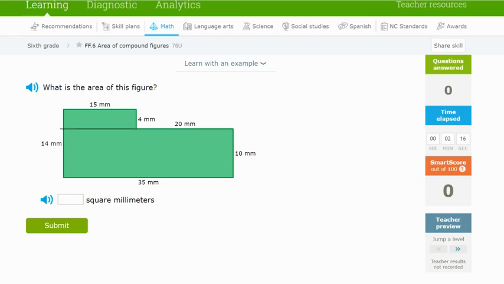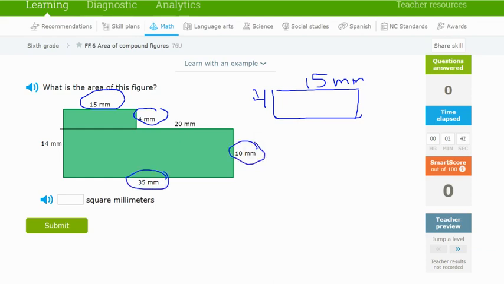So if I look, well, the first rectangle is going to be this 15 and this 4. So I'm going to draw that first rectangle. It's going to be right here. It's 15 millimeters long, and it's 4 millimeters tall. The second rectangle is going to be made up of this 10 millimeter right here. That's the height, and the base is 35 millimeters.